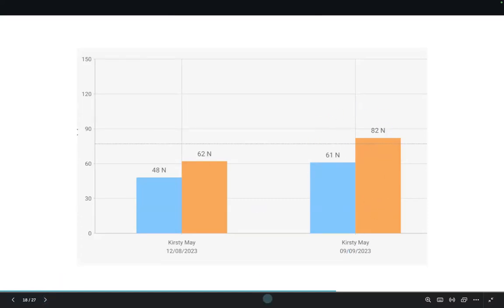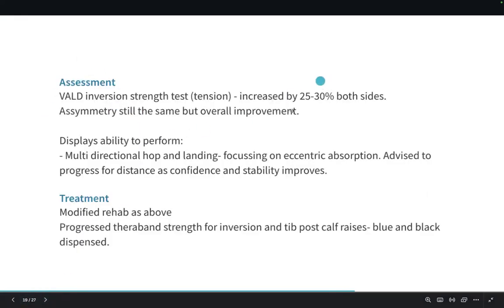This was a month later. I saw her because she was already in the gym, and it wasn't hindering her daily life really. So I wasn't seeing this patient every week, and wasn't doing any treatment or anything. I just did the testing, prescribed the rehab exercises, and got her to come back to do that all again a month later. So yeah, 25% improvement both sides. Asymmetry was still the same, but overall improvement. So I got her doing a bit more hopping and landing stuff because she was able to tolerate it.